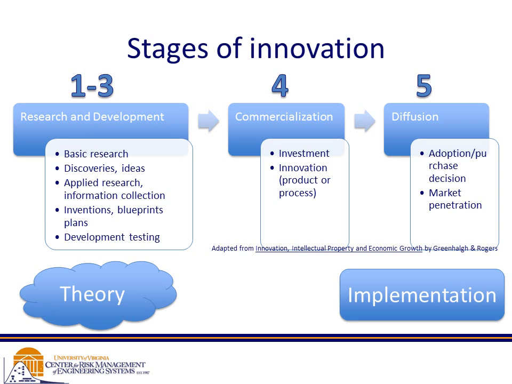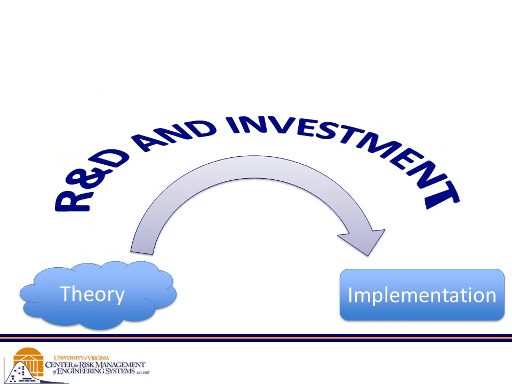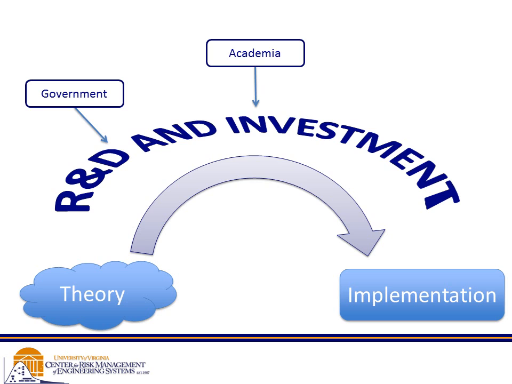Innovation begins with research and development, where ideas are formulated and established through basic and applied research. Commercialization occurs through investments in these ideas, and then diffusion comes when these innovations penetrate the market. To bridge the gap between theory and implementation requires research and development as well as investment. This research and development can come from a variety of stakeholders, including government, academic institutions, and private firms and industry.